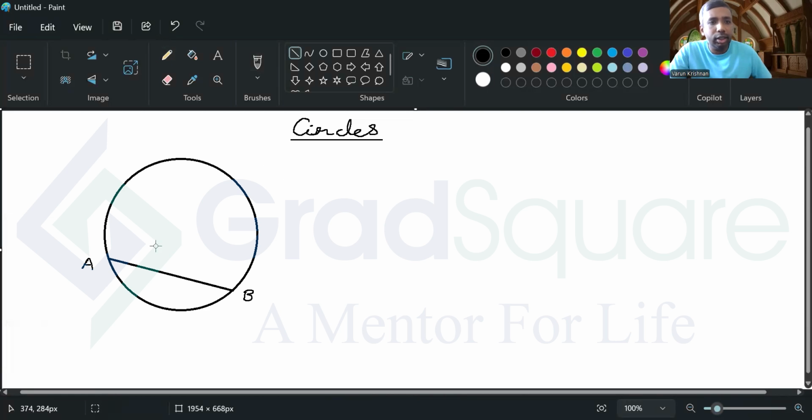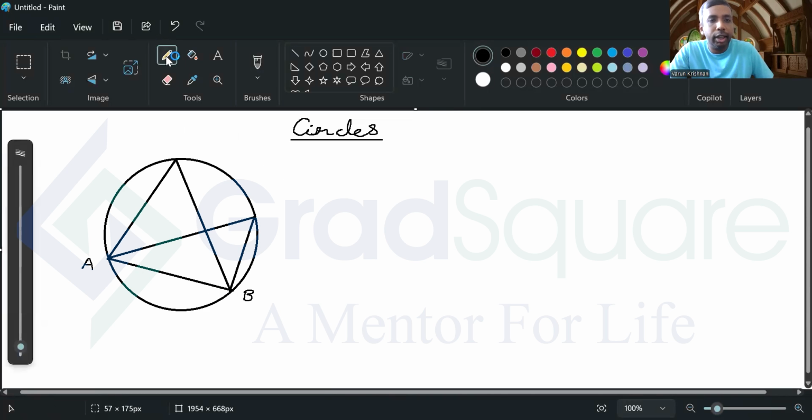So the theorem states that if the same chord subtends multiple angles in the same arc, let's say, for example, there are these 2 angles which the chord AB is subtending in the major arc. Let me call the first angle, angle ACB, and the second angle, angle ADB. Then these 2 angles will be equal. Angles subtended by a chord in the same arc are equal.